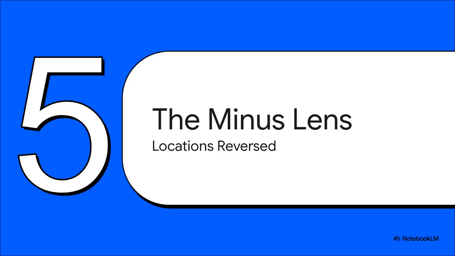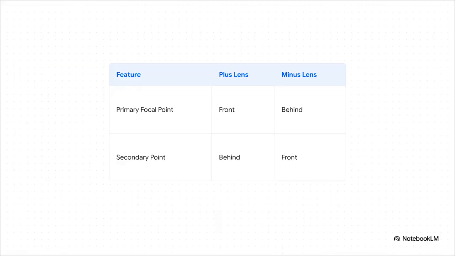Finally, part 5. Let's talk about the minus lens board trap. I really want you to commit this high-yield comparison table to memory. In a standard thin plus lens, the primary focal point is in front, and the secondary is behind. But in a minus lens, the physical locations are entirely reversed. F1 is now behind and F2 is in front. The memory trick here is incredibly simple. Whenever you see a minus sign, physically flip your mental map 180 degrees. The planes swap locations entirely.